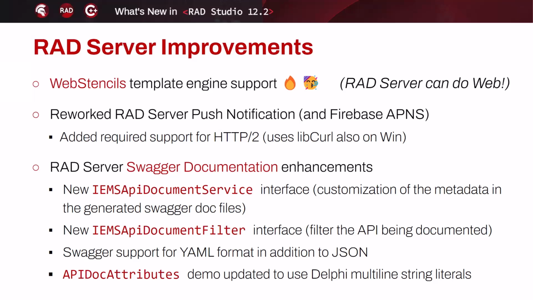We've also worked a lot on improving the Swagger documentation, the API documentation that's automatically generated by RAD Server, in terms of providing customization of some of the metadata, filtering of the APIs you want to document, support for YAML in addition to JSON, and also enabling the use of multi-line string literals in some of the attributes.